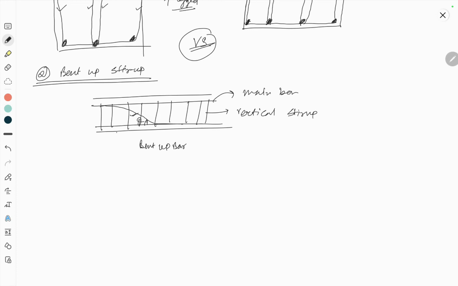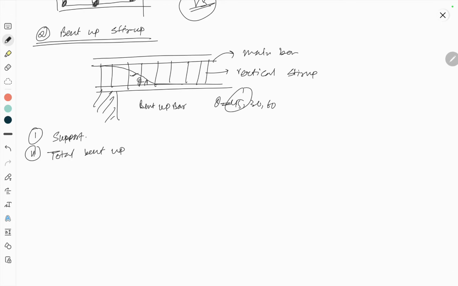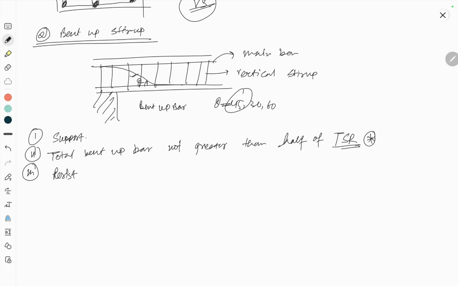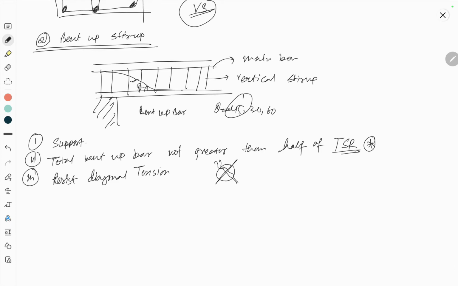We provide the bent up bar near the support. The angle theta should be 45 degrees, sometimes 30 or 60, but mostly 45 degrees. The total bent up bar should not be greater than half of the total shear reinforcement. That is the consideration point. And it must resist diagonal tension. Why? Because diagonal tension acts at 45 degrees and we provide it in a different direction, so it resists the diagonal tension.